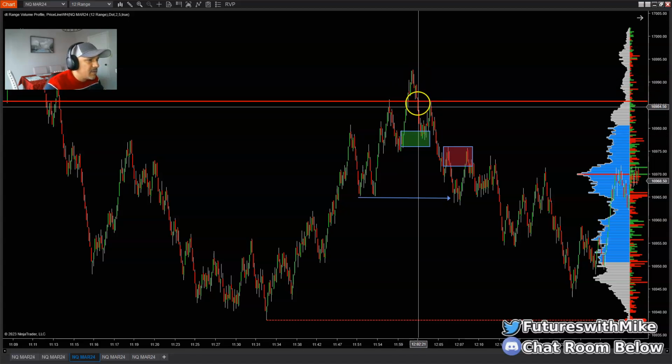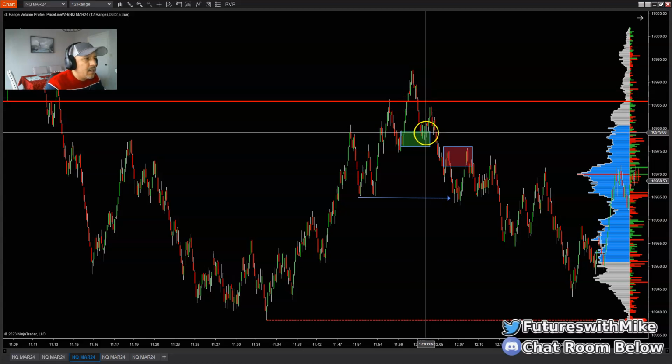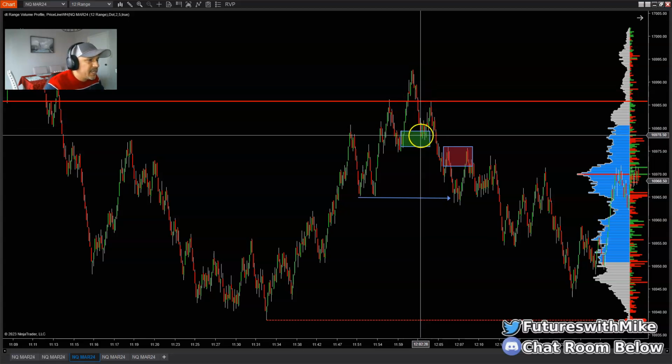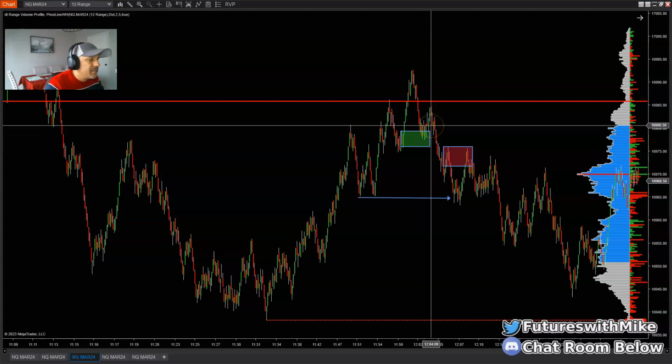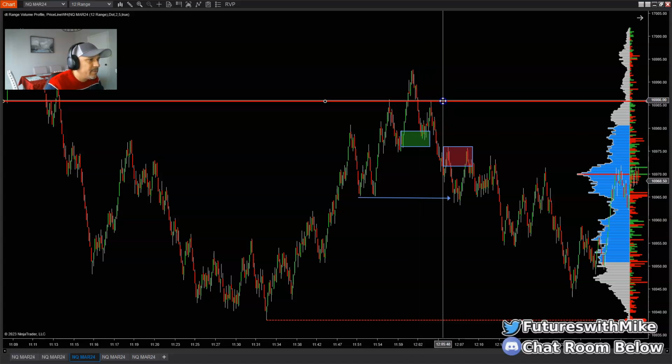Okay, on a 12 range chart, it pulls back. I'm looking above me to see where I can take it to. I knew immediately that if we get the rejection, I get the closure with the break of a candle in the opposite direction, then I'm going to go long, at least back up to this area right here. Let me move this red line out the way.